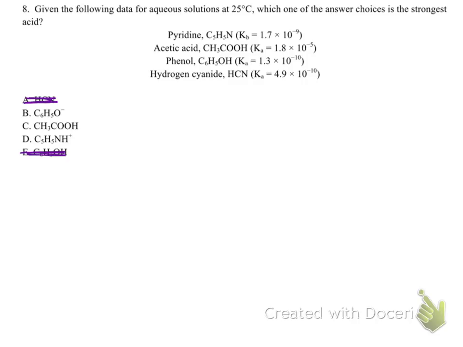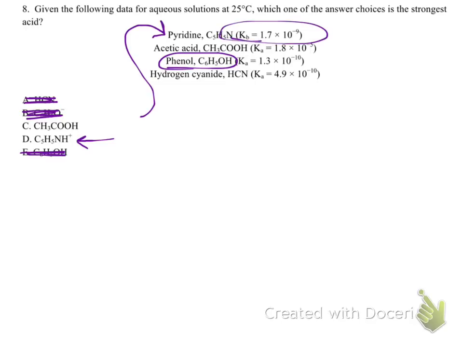I'm going to go ahead and eliminate C6H5O-, because that's just the conjugate base of phenol. If acetic acid is a stronger acid than phenol, that means it must be a stronger acid than phenol's conjugate base, right? That would just be wacky. So, we're down to 2. Now wait a minute. C5H5NH+. We don't have a Ka value for that. But can we find one using information that we're given? I would argue yes.